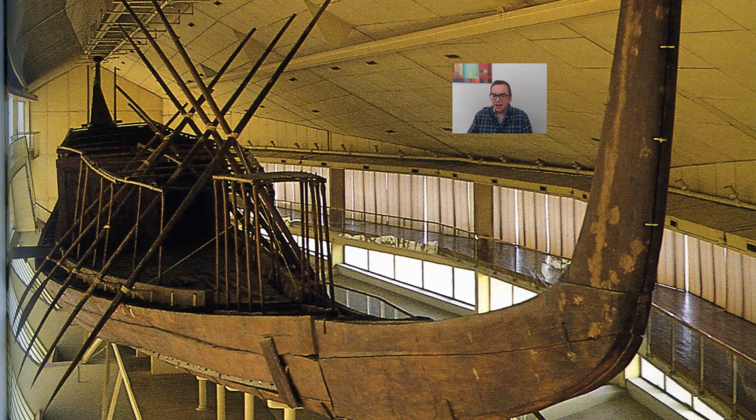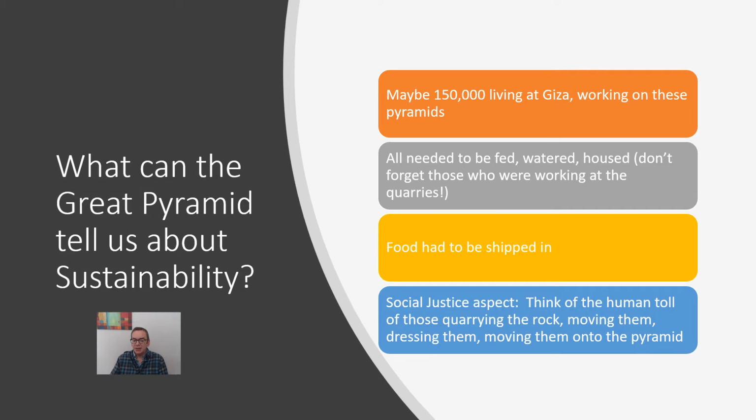And you can see the size of it because this is a walkway. You can see a walkway here. So pretty amazing. And of course, that can tell you a bit about trade. It can tell you a bit about religion. So what can this Great Pyramid tell us about sustainability?